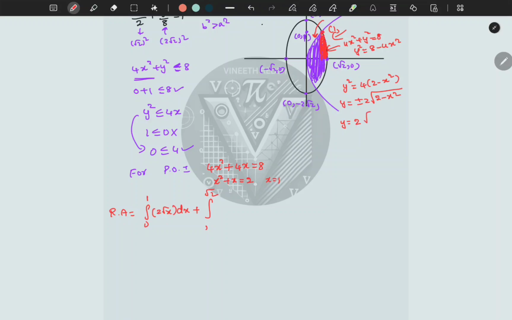That means y should be equal to 2 under root 2 minus x square. That is the curve, this particular curve, right? So here we'll be writing 2 times under root 2 minus x square dx.